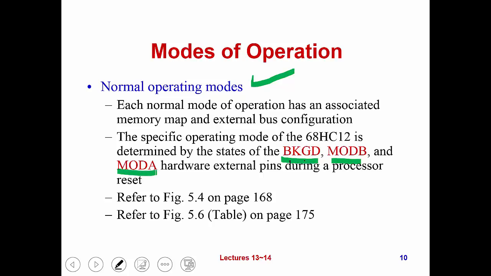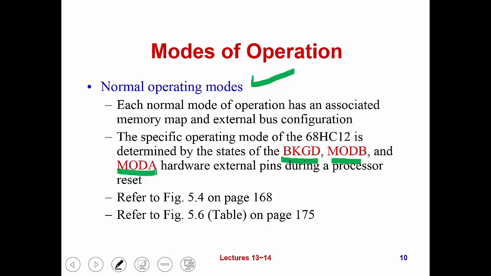Those are hardware external pins that we can specify. We can specify each bit to be 1 or 0 during a processor reset. When we reset, those pins already have values that will configure our 68HC12 into a particular mode.